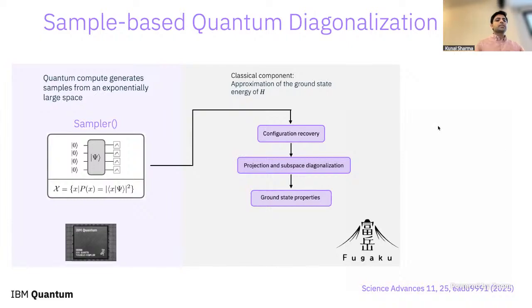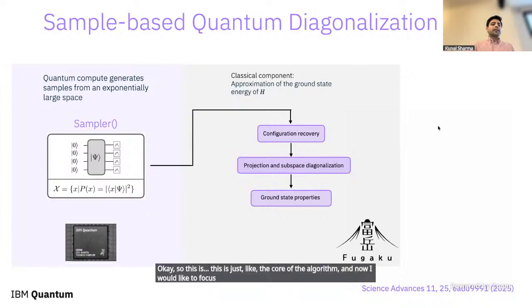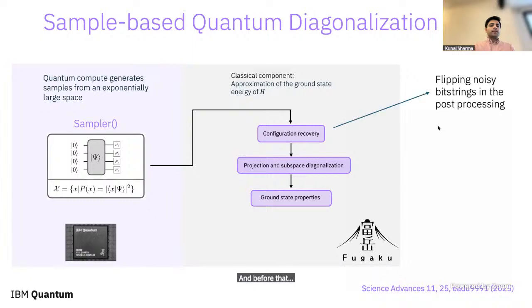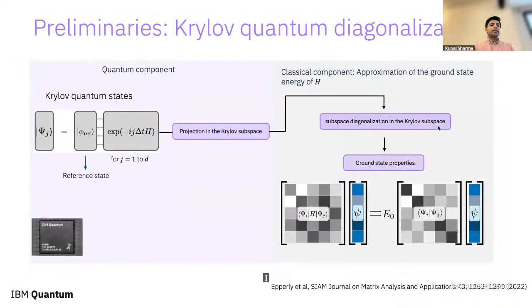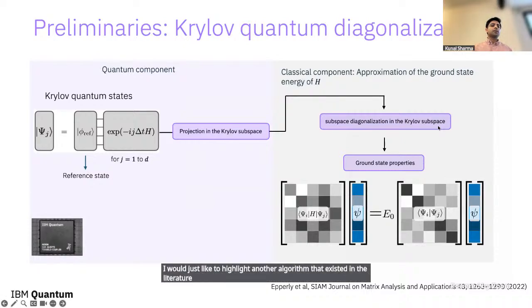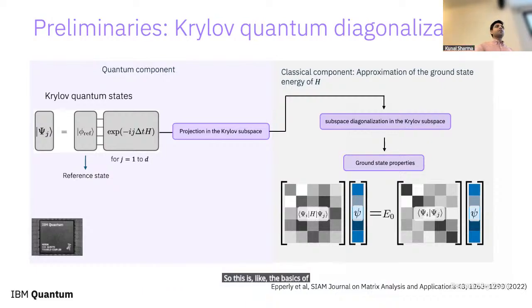Okay, so this is just the core of the algorithm. And now I would like to focus on what kind of circuits to sample from. Before that, I would just like to highlight another algorithm that existed in the literature before our work. So this is the basics of Krylov quantum diagonalization, and it works as follows.